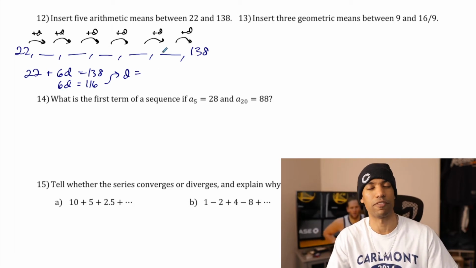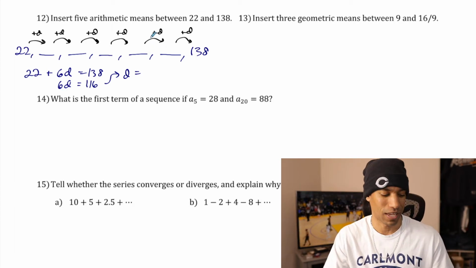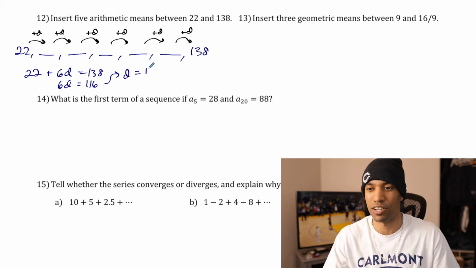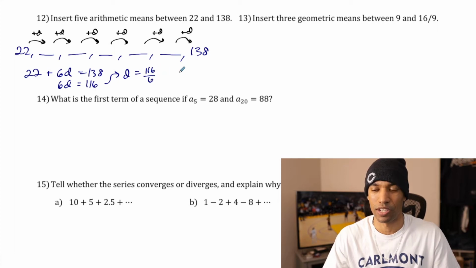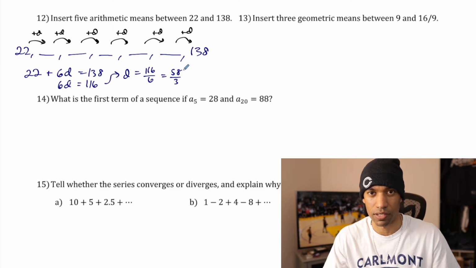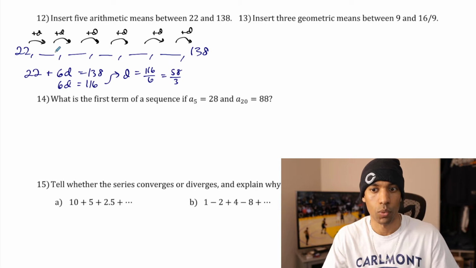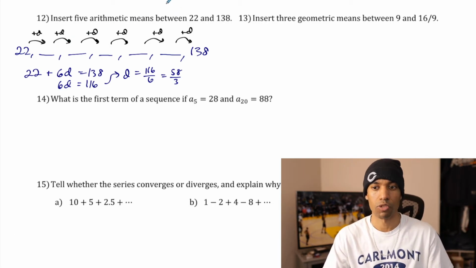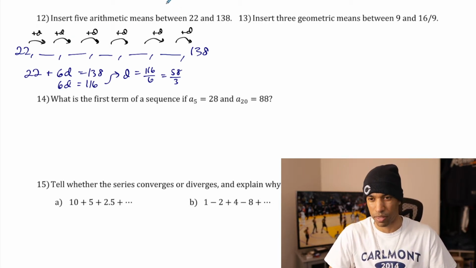Oh, that's right. The common difference doesn't have to be an integer. I was like, that doesn't work. So 116 over 6, which if you reduce that, becomes 58 over 3. I don't want to write the decimal for that, because that would only approximate it. We have to insert the arithmetic means there. Let's make sure all the math is right. I just don't trust my math right here.